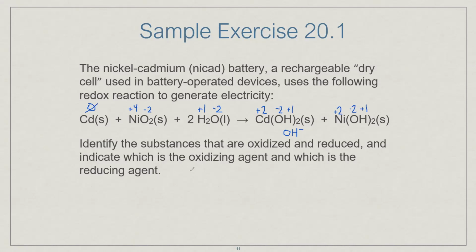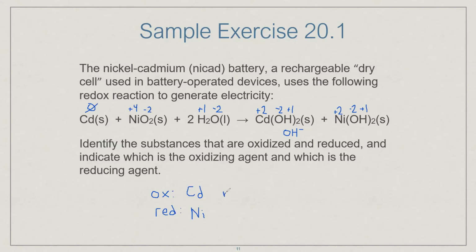So when we're looking at this, remember we've got those two different pieces. We need them to occur together. So if something's being oxidized, something's being reduced. In this case, the oxidized species is going to be the cadmium because it's going from 0 to positive 2. And then the nickel never actually becomes negative, but it goes from positive 4 to positive 2. So it decreases. So the nickel is going to be our reduced species.